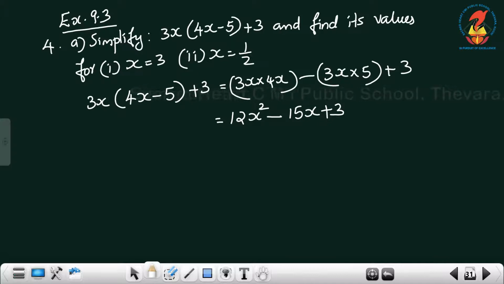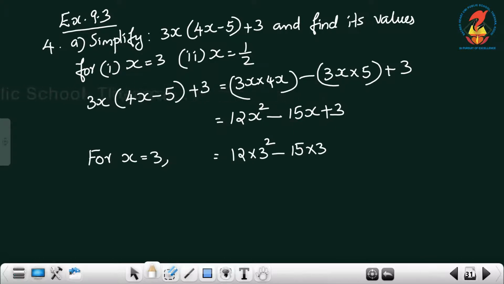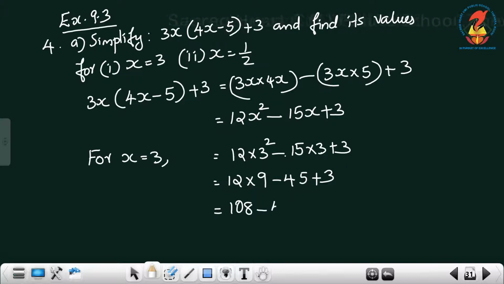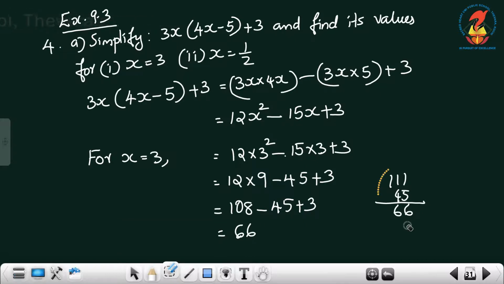Here, when x equal to 3, what is the value of this expression? For x equal to 3, 12 into 3 square minus 15 into 3 plus 3. In the place of x, you substitute 3. 12 into 9 minus 15 into 3, 108 minus 45 plus 3 equal to 66.